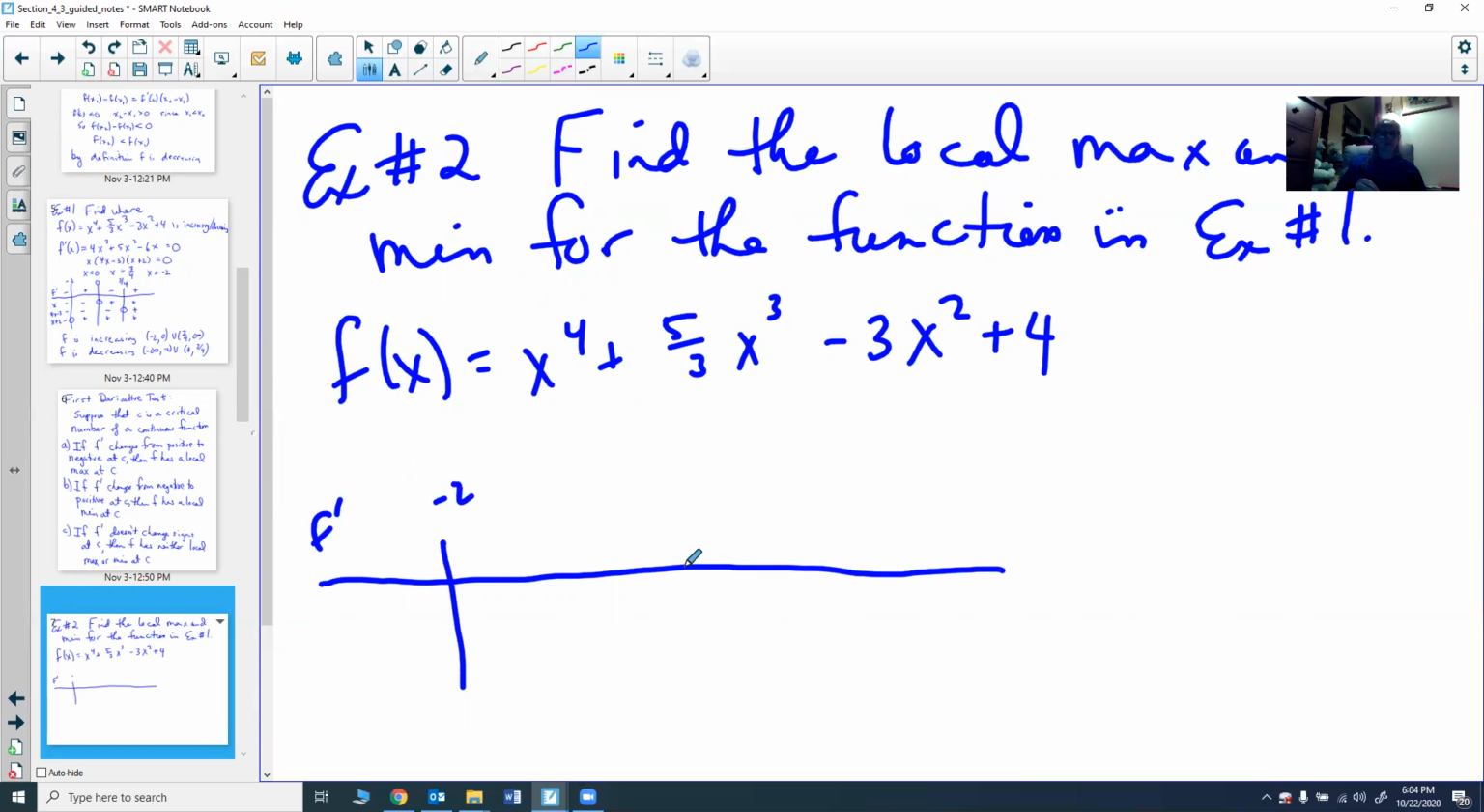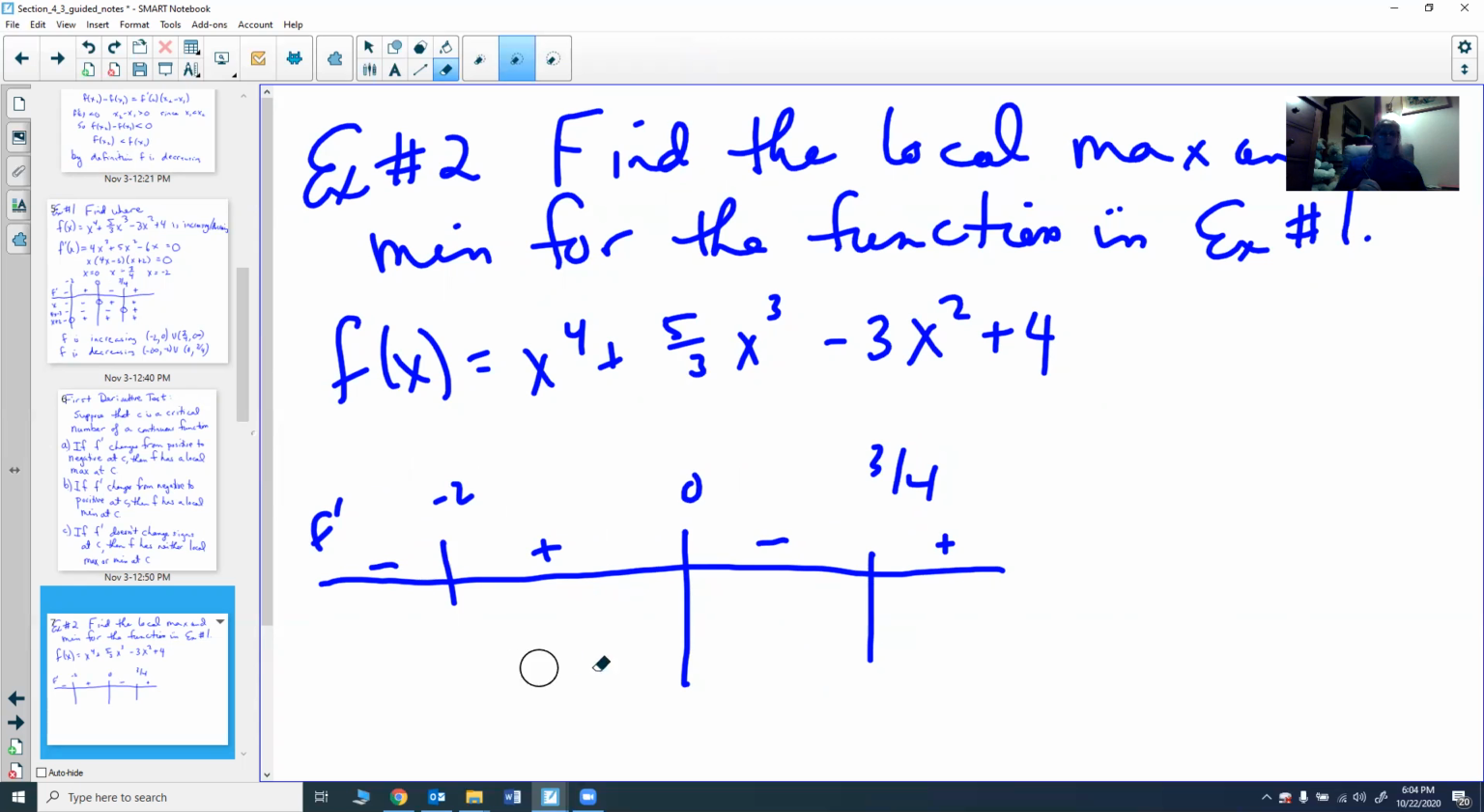So we remember we had critical points of -2, 0, and 3/4. When we were less than -2, the derivative was negative. When we were between -2 and 0, the derivative was positive. When we were between 0 and 3/4, the derivative was negative. And bigger than 3/4, the derivative was positive. So we have all that.